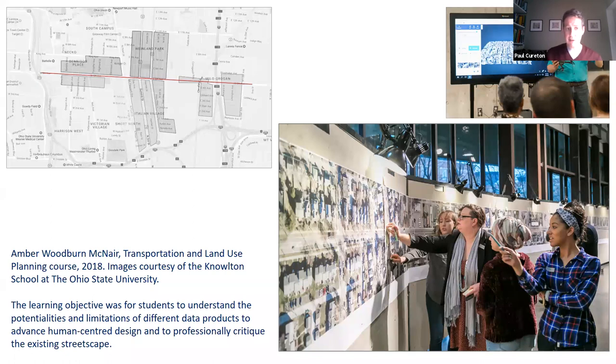Here, this is from Ohio State. So they've done a transect study of a street for a transport program. They've then large format printed that across the board. And then you've got this identification. You've got a brilliant pinup to analyze the immediate environment. It's a great consultation device. You've also got a 3D model to work on.